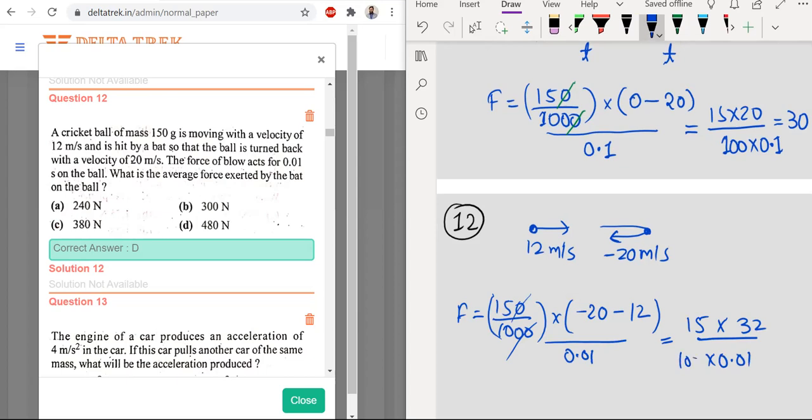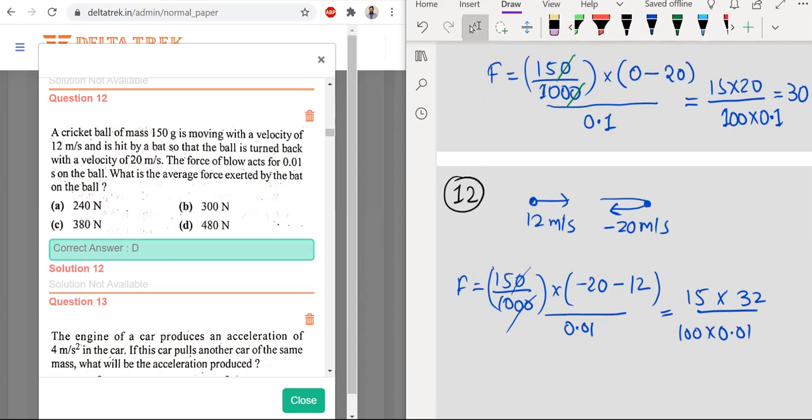So 0.01, that means 100 will become 1. All we need is to multiply 15 with 32. So 15 with 32 we multiply, it will be 480 Newton. So that's how we can calculate it easily.